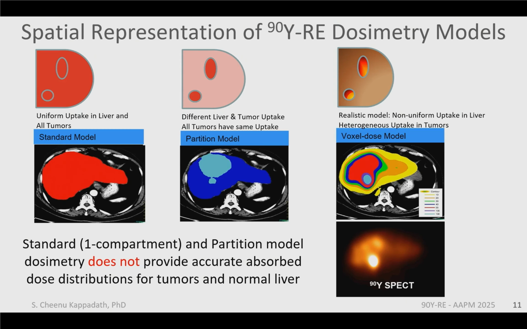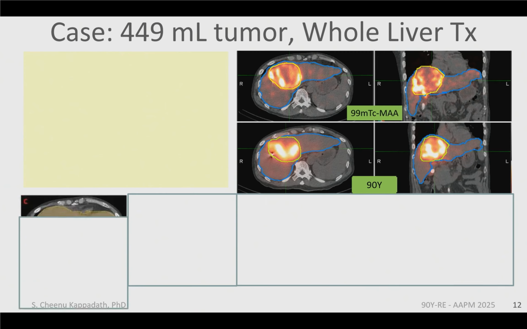So here's a clinical case that I've used to illustrate this point. Here is a MAA. This is a whole liver treatment. I've got a 440 ml tumor here, so it's big, bulky tumors. We are not a liver transplant center, so we tend to see late-stage disease at MD Anderson. This is the MAA, and this is the Y90 image of this patient. Now let's see, if I apply those 3 different dosimetry models, how does it manifest itself?